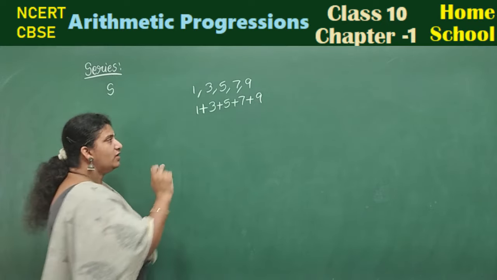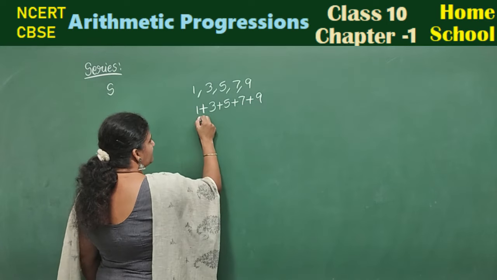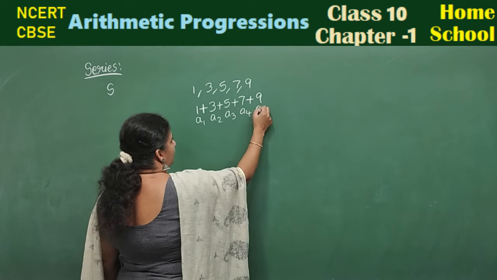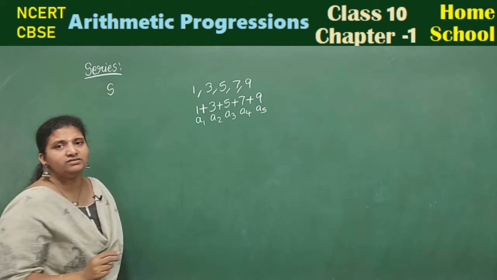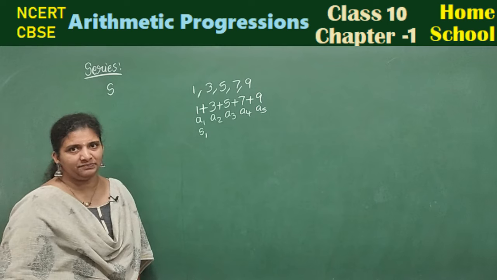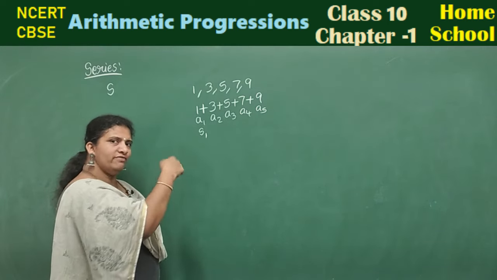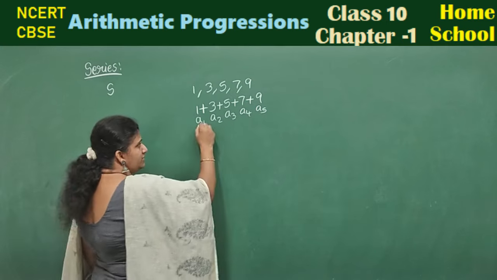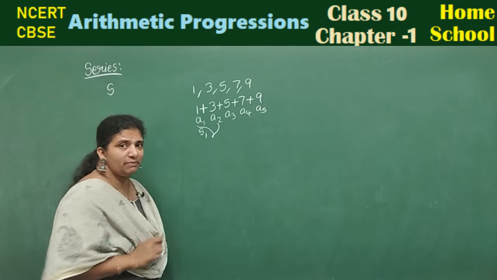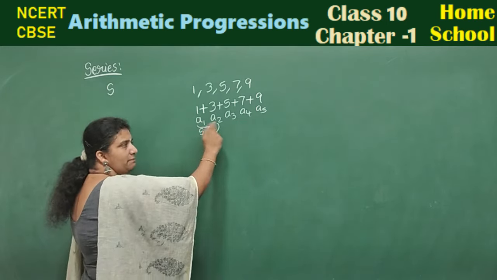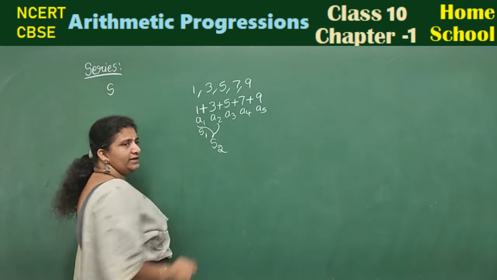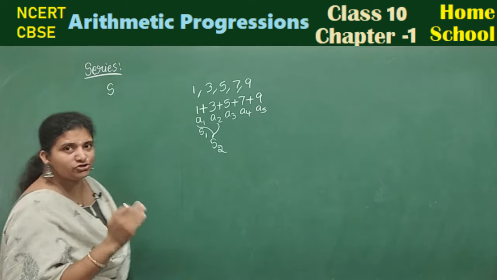Whereas we number the terms as A1, A2, A3, A4, A5, when I talk about the series, I say this one as S1. The first term, or sum of one term, is the first term only. Suppose I add A1 plus A2, how many terms are you summing up? 2 terms, A1 plus A2. That means S2. If I add 3 terms, S3. Like this you should remember.